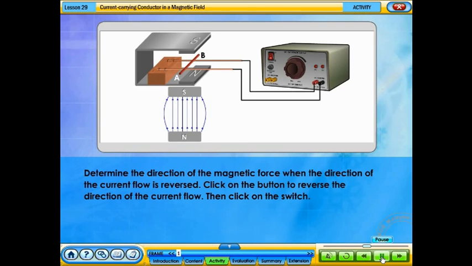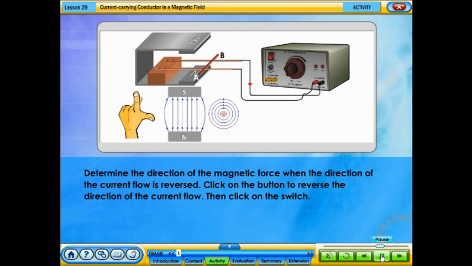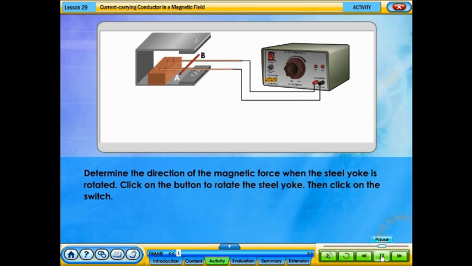Determine the direction of the magnetic force when the direction of the current flow is reversed. Click on the button to reverse the direction of the current flow. Then click on the switch. Determine the direction of the magnetic force when the steel yoke is rotated. Click on the button to rotate the steel yoke. Then click on the switch.